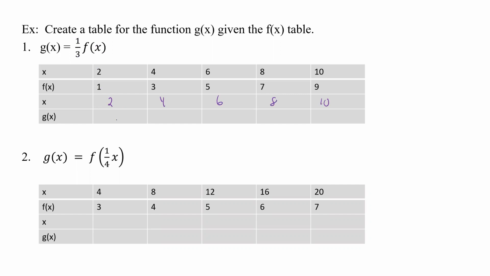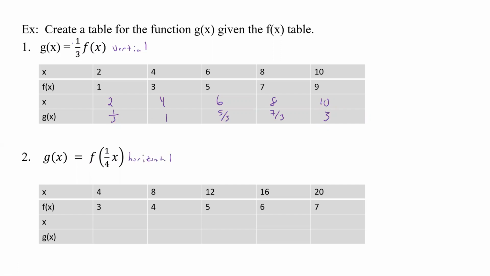So 1/3 times 1 is 1/3. 1/3 of 3 is 1. 1/3 of 5 is 5/3. 1/3 times 7 is 7/3. And 1/3 times 9 is 3. And that would be the 1/3 f of x here. So that's the vertical. Now here we have 1/4 x, and this is where we have our b, so this is going to be a horizontal. So this is vertical, and this is horizontal.